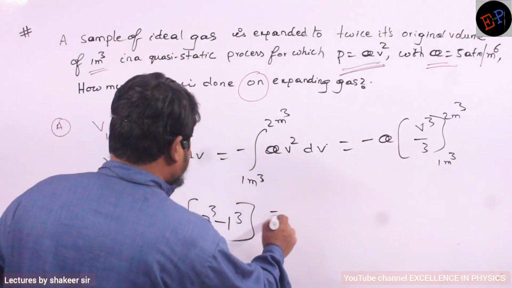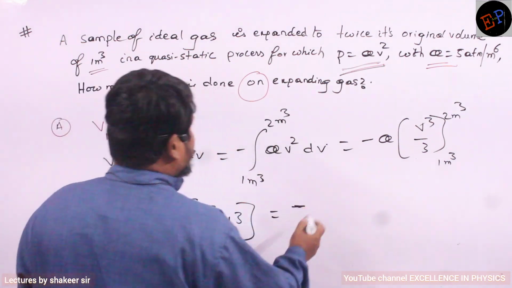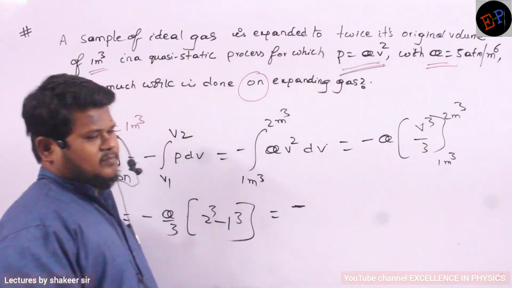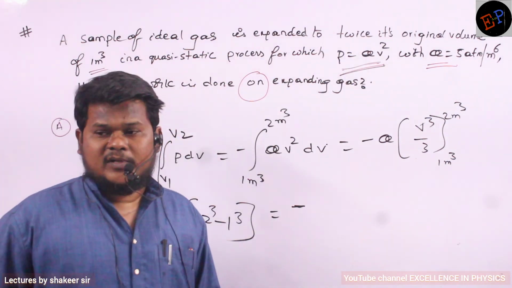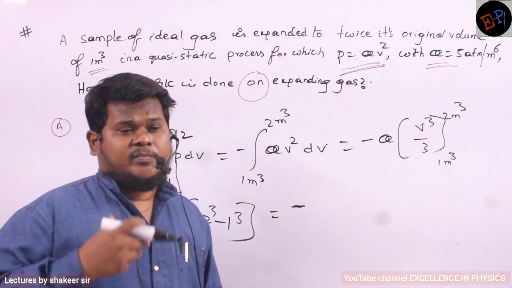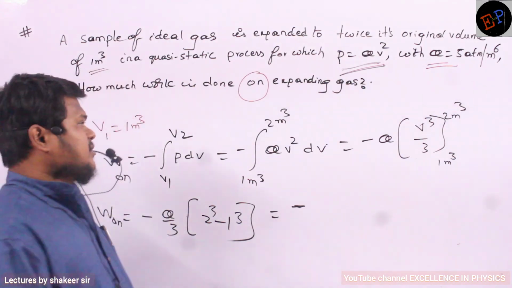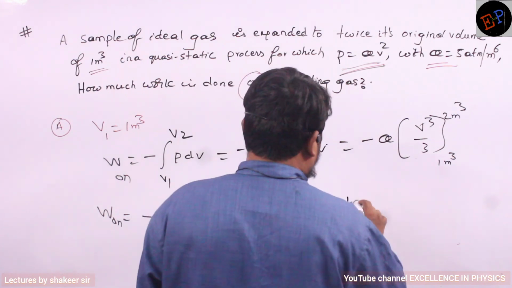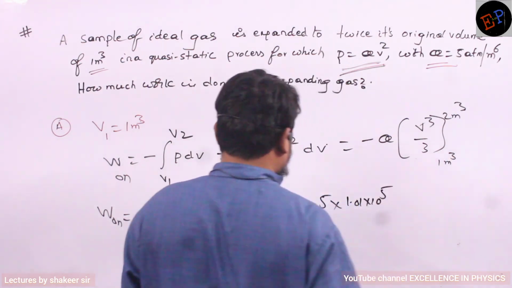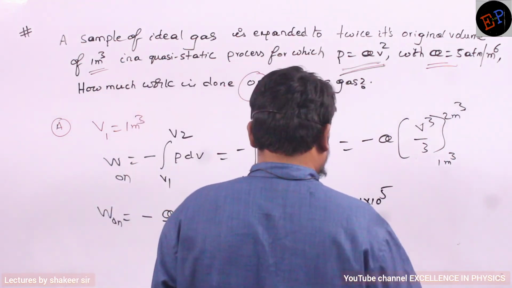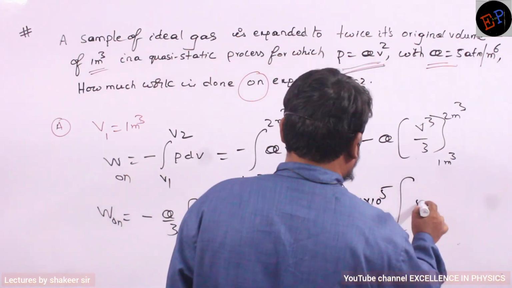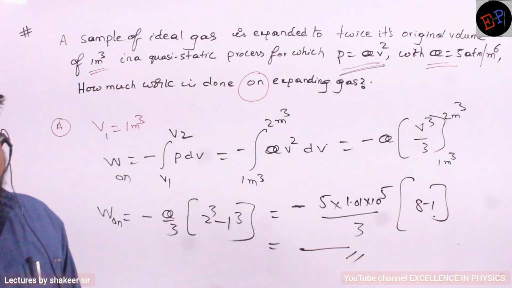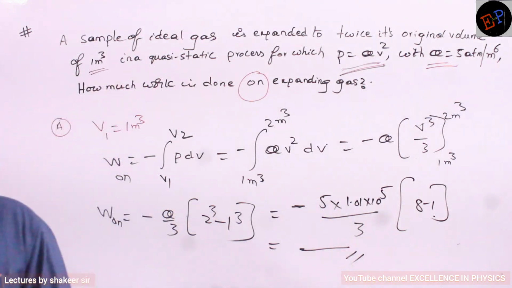Okay. And now you substitute the alpha value. So alpha value is how much? See, here alpha is 5 atmosphere. That also you should be very careful. Atmosphere is not the SI unit, no? Pascal, Newton per meter square is the SI unit. So therefore I will write 5 and instead of atmosphere I will write 1.01 into 10 power 5, divided by 3 multiplied by 8 minus 1. You do this total calculation, that is the amount of work done on the gas. Is it clear? That's all.